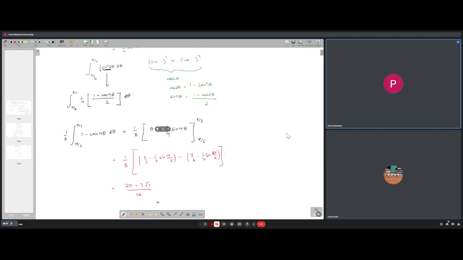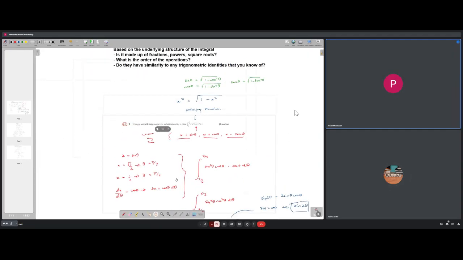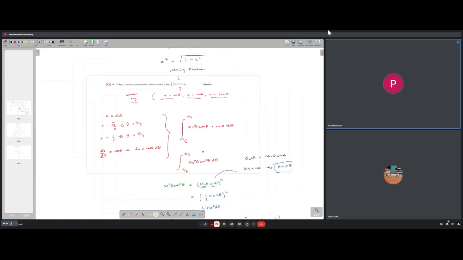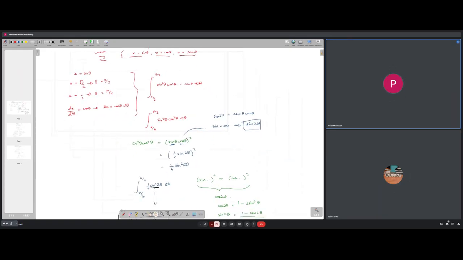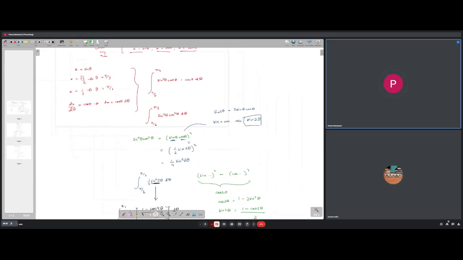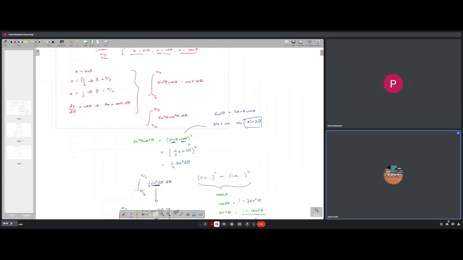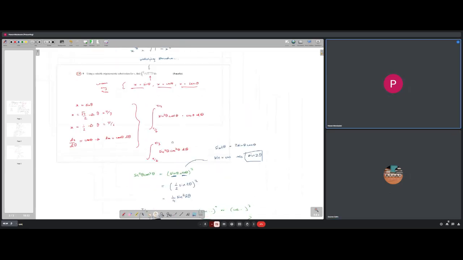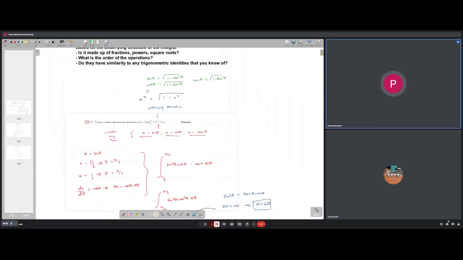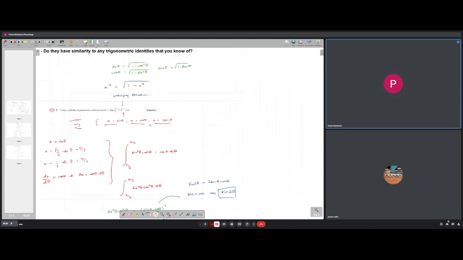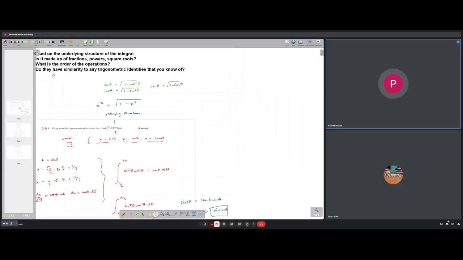Just as a heads up, they will usually tell you your substitution. Usually. I've never seen an exam question where they don't. So just watch out. If they don't tell you, look at the underlying structure. You get square root 1 minus x squared. That looks very familiar to these identities. They look pretty much the same. So, yeah. Do you have any other questions?